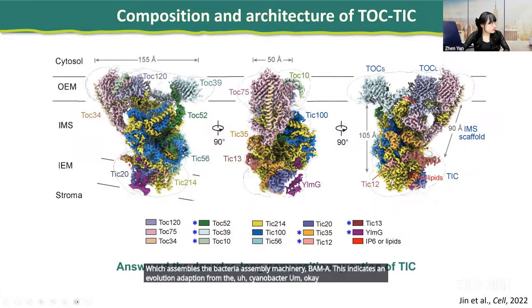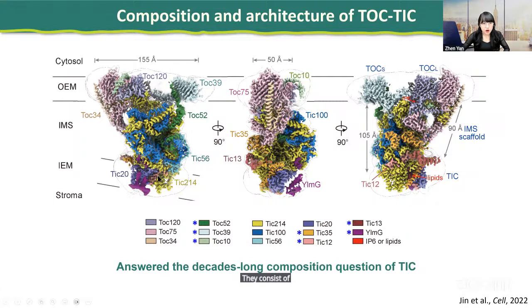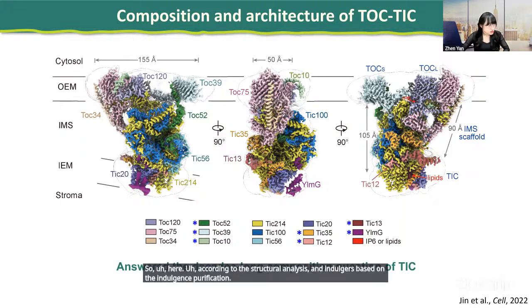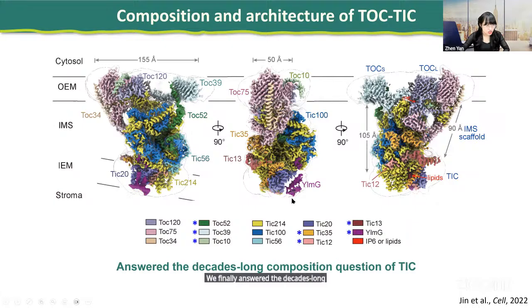Okay, so for the TIC part, they consist of all the components from the second model, but not the first model. So here, according to the structural analysis and based on the endogenous purification, we finally answered the decades-long composition question of the TIC translocon.